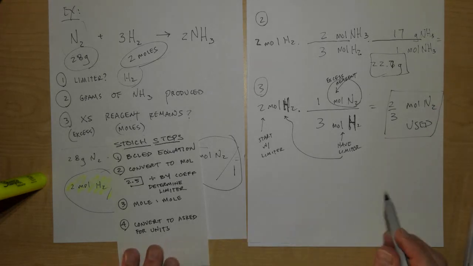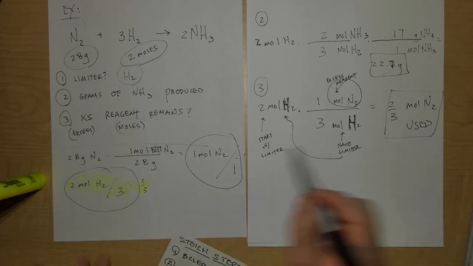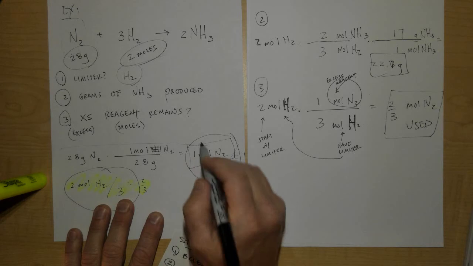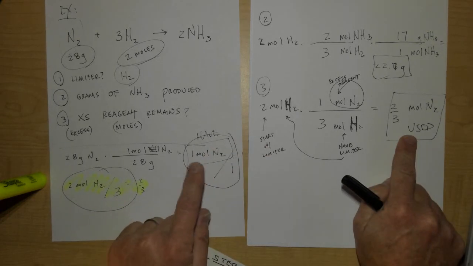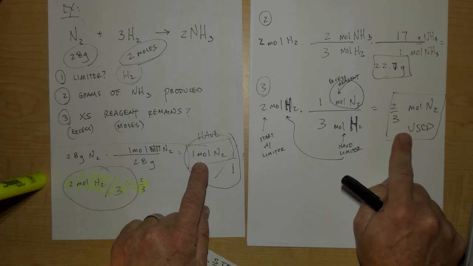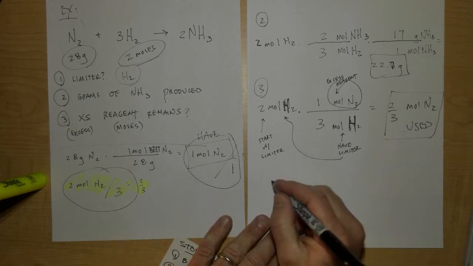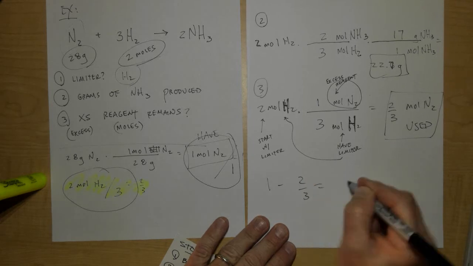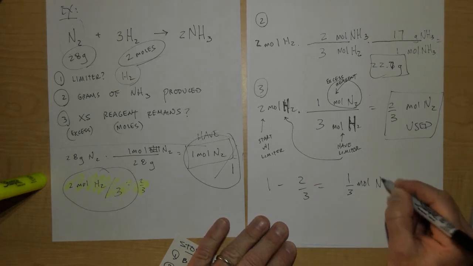Trickiest part right now, because it's not on this sheet. This is how much is used. This is how much I have to start with. I have this to start with. This is how much I use. How do I find the difference between those two? Hopefully you said subtract. So 1 minus 2/3 equals 1/3, or 0.3333, and this is my moles of N2 that are left over.